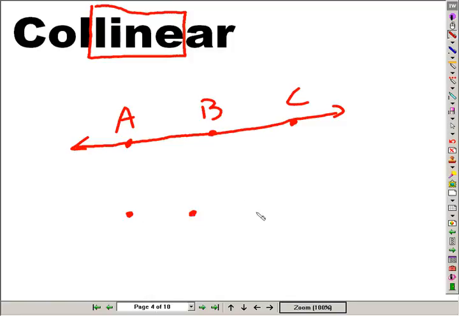So here is an example of points that are not lined up. As a group of 4, these are non-collinear points. Collinear, lined up.